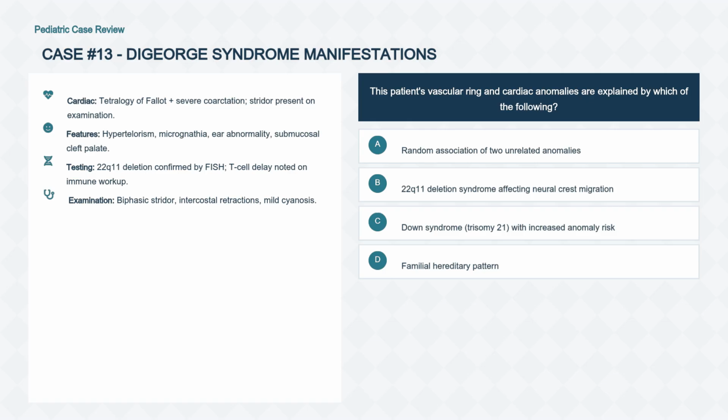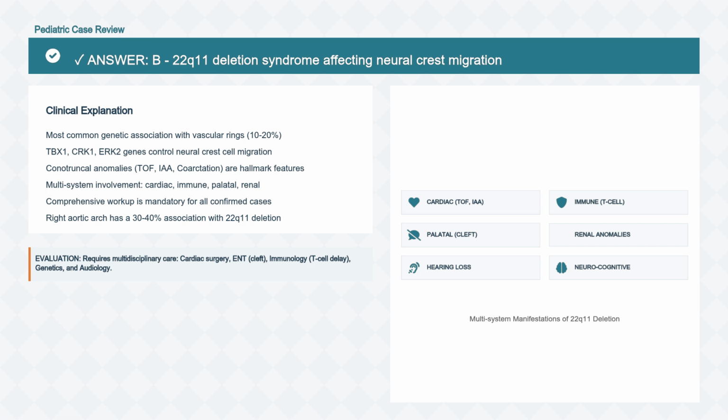22q11 deletion syndrome affecting neural crest migration. Option C. Down syndrome. Option D. Familial hereditary pattern. The correct answer is option B. 22q11 deletion syndrome affecting neural crest cell migration. This is the most common genetic association with vascular rings, present in 10 to 20% of patients. It causes multi-system involvement including cardiac, immune, palatal, and renal anomalies, requiring comprehensive multidisciplinary evaluation.